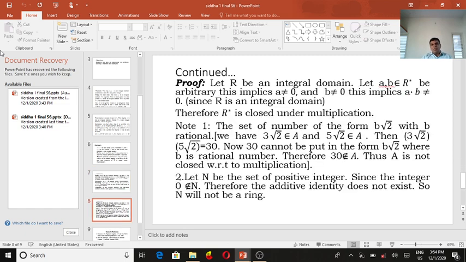If you take any two elements, let R be an integral domain. A, B are non-zero elements in R star, arbitrary. This implies A not equal to 0, B not equal to 0. This implies AB not equal to 0, by the same reasoning, because R is an integral domain. Therefore, R star is closed under multiplication. So the multiplication plays an important role regarding the field, because a field needs multiplicative inverses.